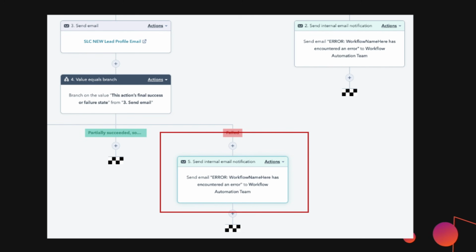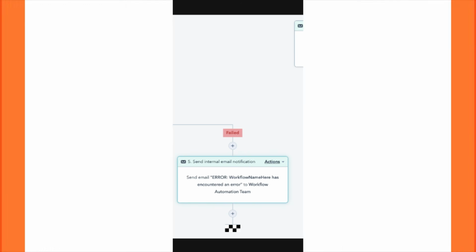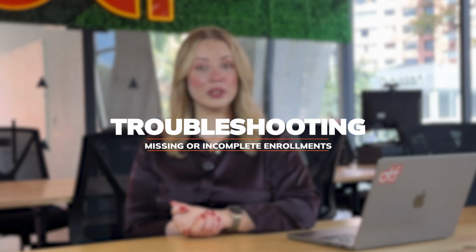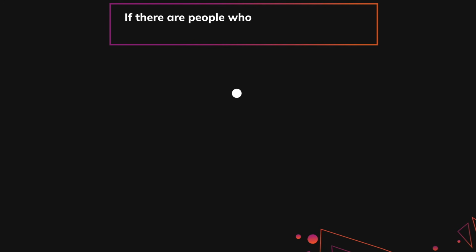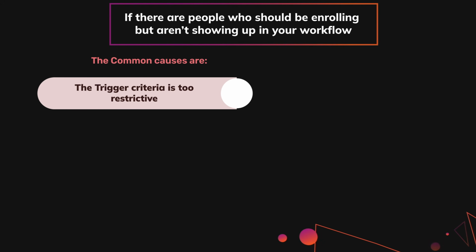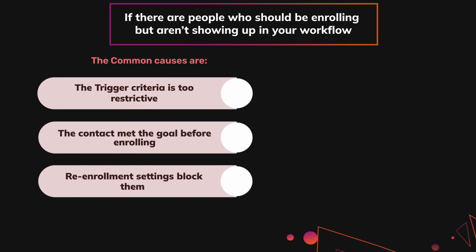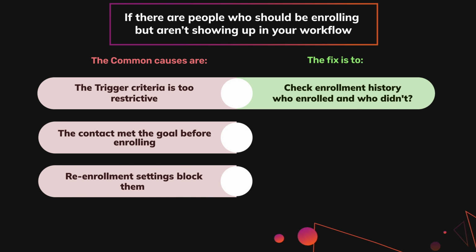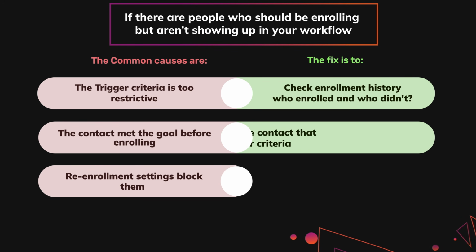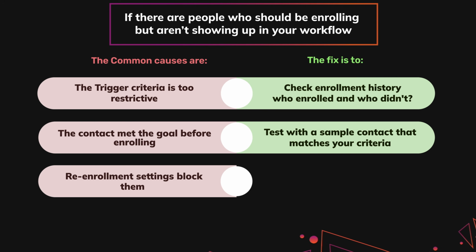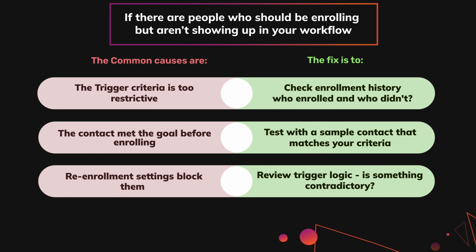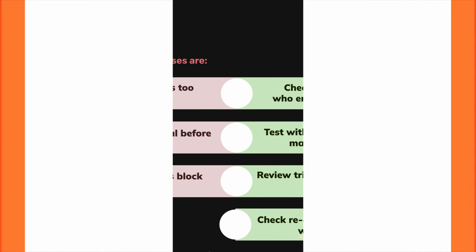If you're still getting workflow errors, but you have no idea why, here is our troubleshooting guide. If there are people who should be enrolling but aren't showing up in your workflow, common causes are the trigger criteria is too restrictive, contacts are already enrolled who have met the criteria, or your re-enrollment settings are blocking them. To fix this, check enrollment history, who enrolled, who didn't, test with a sample contact that matches the criteria, review the trigger logic if something's contradictory, check re-enrollment settings under your workflow settings.